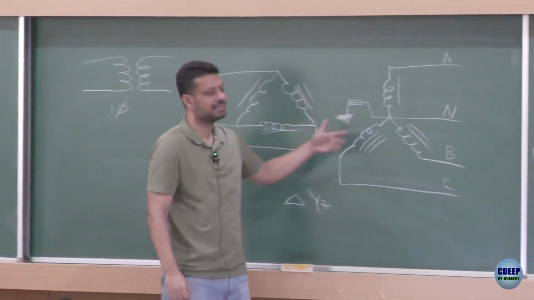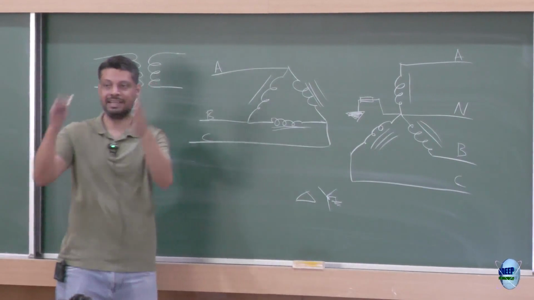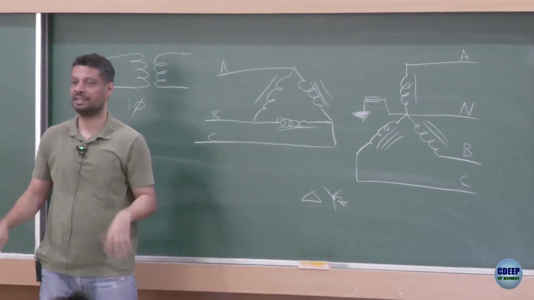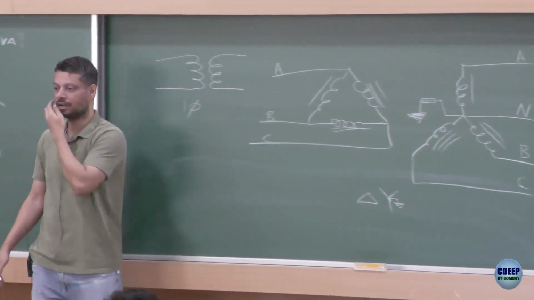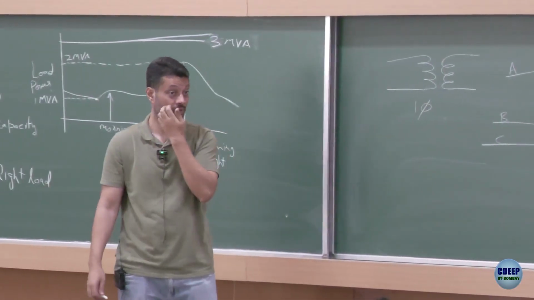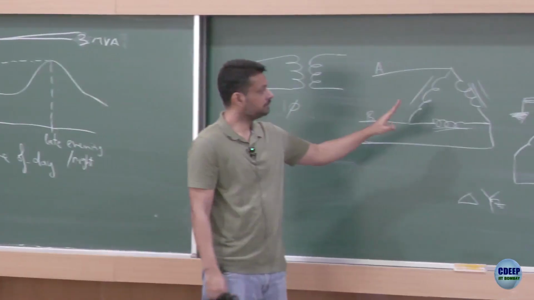This is the symbol, and this is also an equivalent circuit. In reality, it would look like 3 limbs with coils wound on those 3 limbs. You can Google it to see how a transformer looks. You have seen it in the lab also, we showed you last semester.